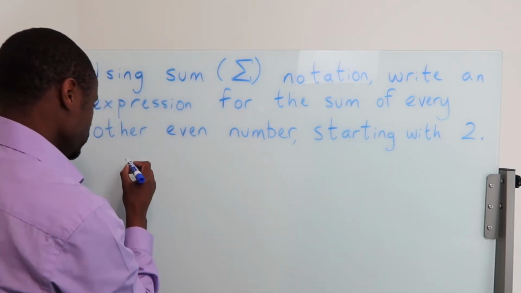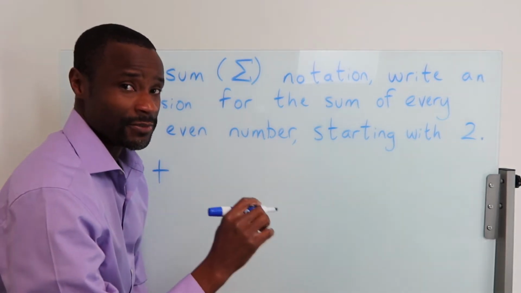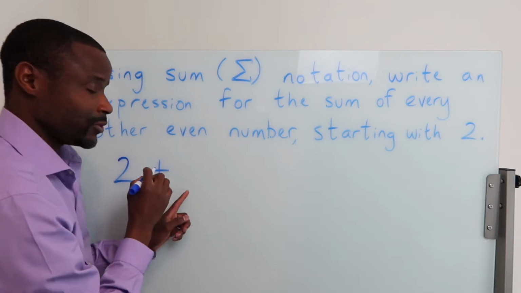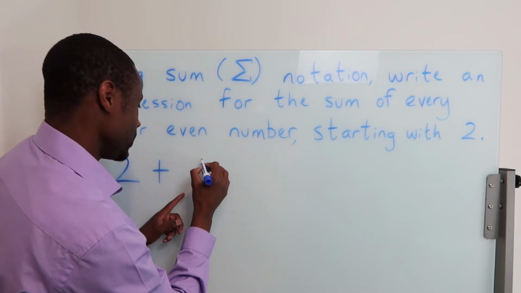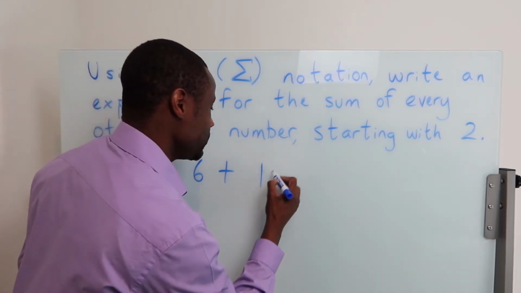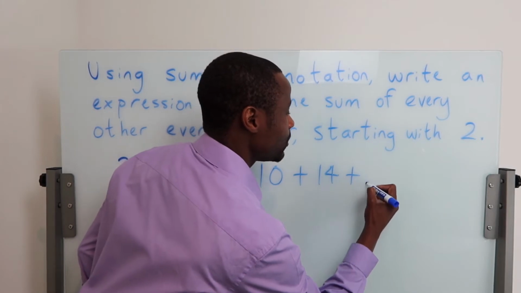We know we're starting with 2, and we're dealing with even numbers. However, be careful. It's every other even number. So we're not going to do 4 next. We're going to skip right to 6. After that, it won't be 8, but 10, 14, and so on.